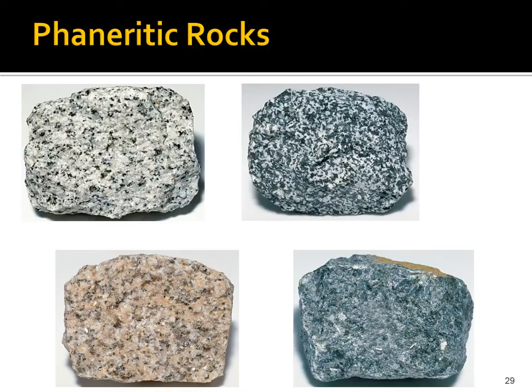So this texture is found in igneous plutons, such as the batholith that we looked at in the other video. For these phaneritic rocks, I've given you some examples of different compositions. The two on the left, top and bottom, those are both felsic. They're very light in color, very little dark. On the top right is an intermediate, because it looks to be about half light, half dark. And the one on the bottom right is mafic, because it's mostly dark minerals.